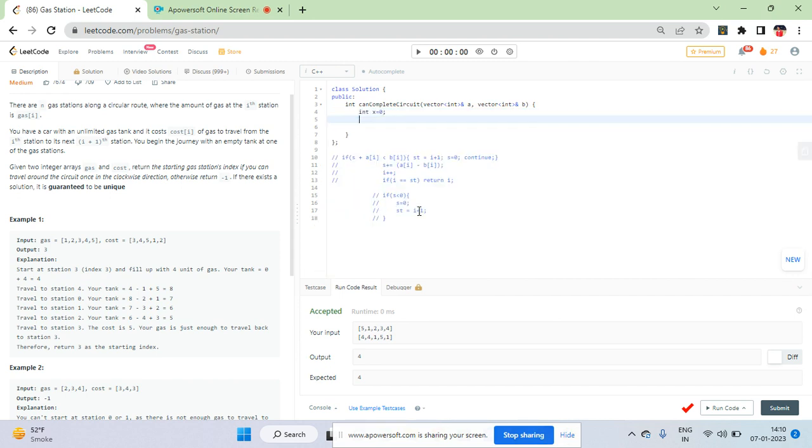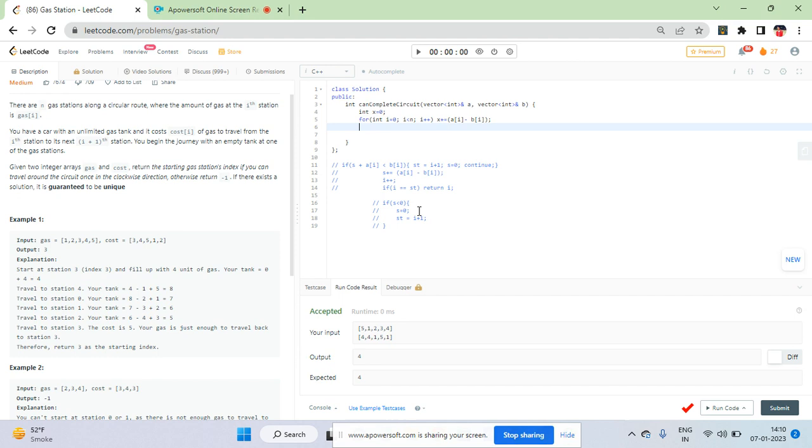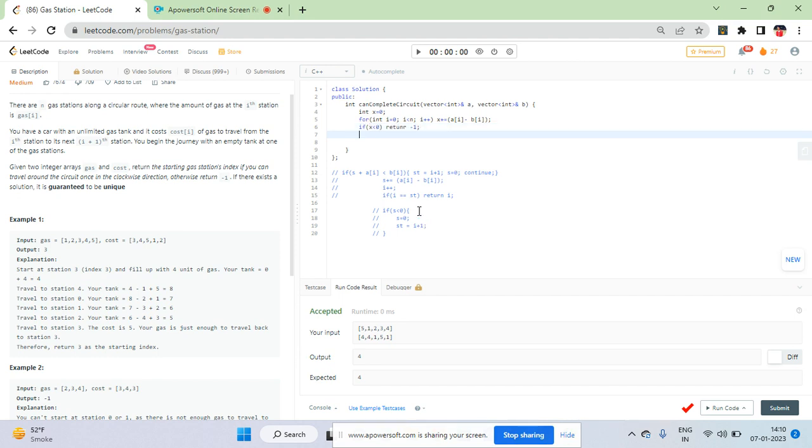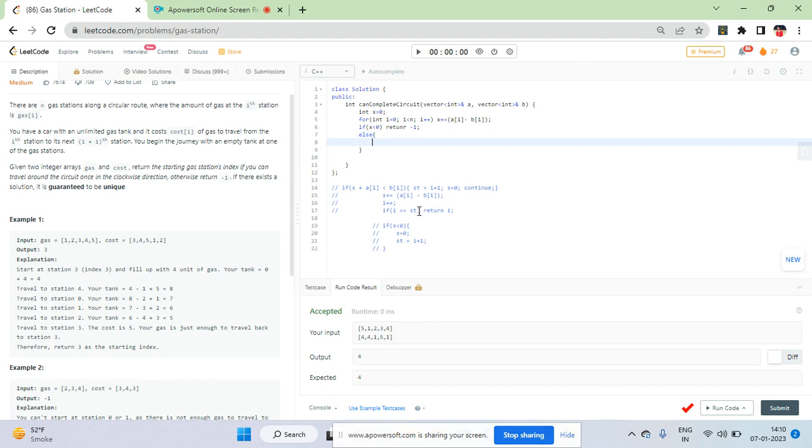int x = 0; for i = 0, i less than n, i plus plus, x plus equals a[i] minus b[i], right? Now if your x is less than 0, you can just directly return -1. Otherwise you have some answer.